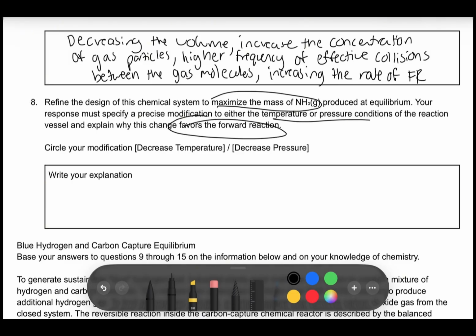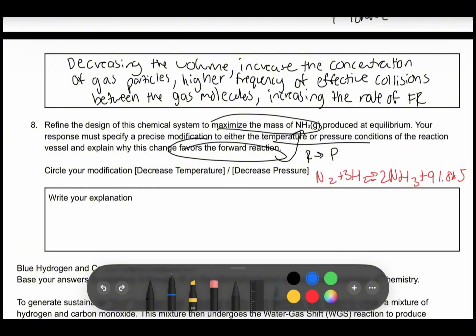So again, the forward reaction is what's helping us produce more ammonia because it's when the reactants are forming products. So the question is asking, what change do we need to make to the system in order to increase the amount of products that we're producing? So in this equation, we see that we have heat on the product side. And whenever we have heat on the product side, that means that heat is being released. So this makes it an exothermic reaction.